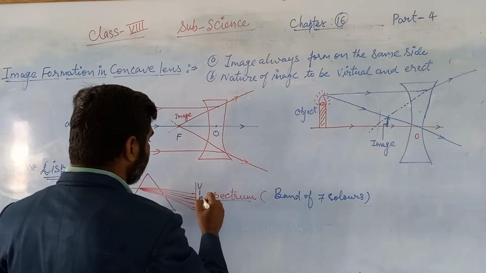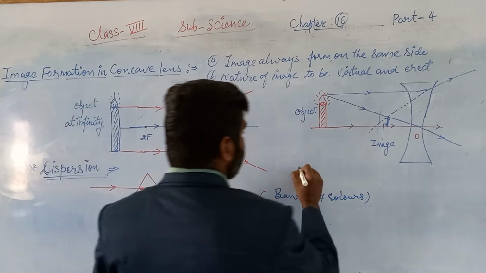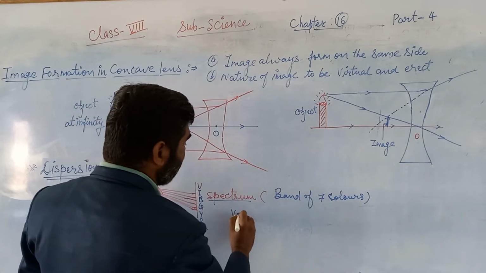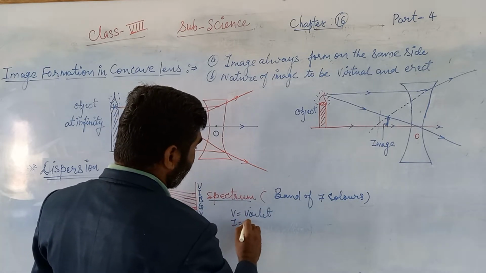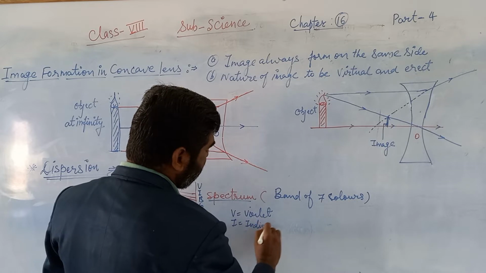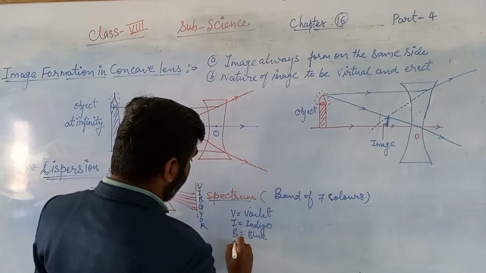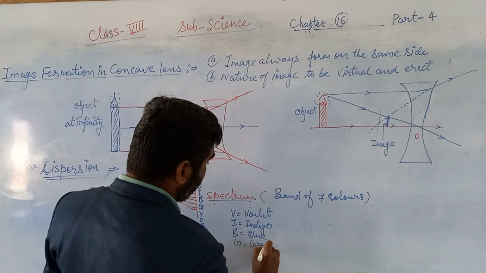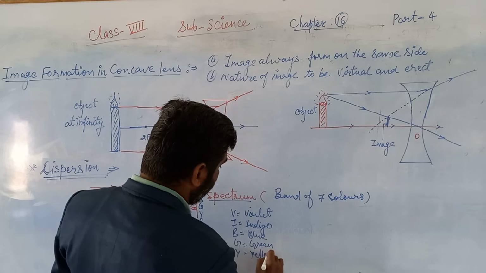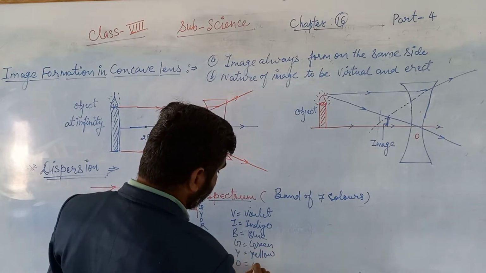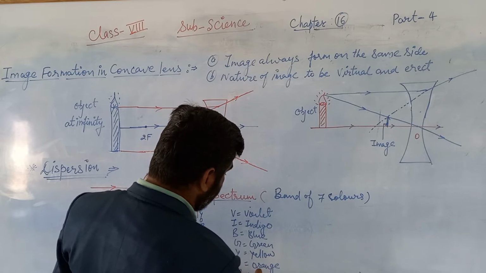Means these are the different 7 colors. This V means violet, this I means indigo, this B blue, G means green, Y for yellow, O for orange, and R for red.